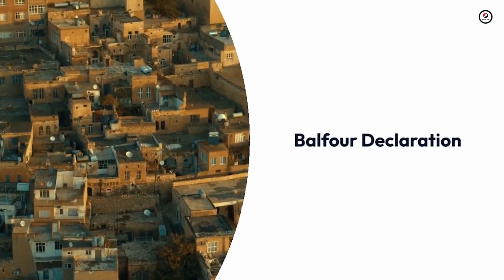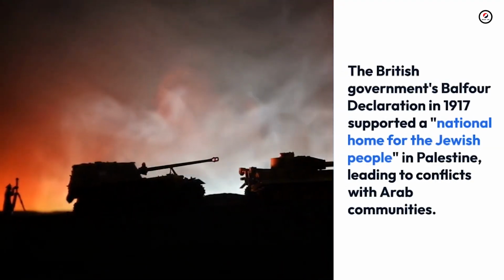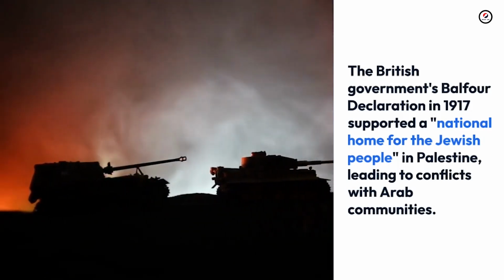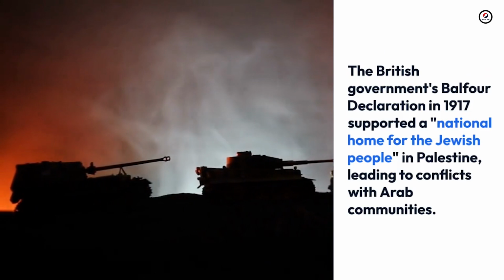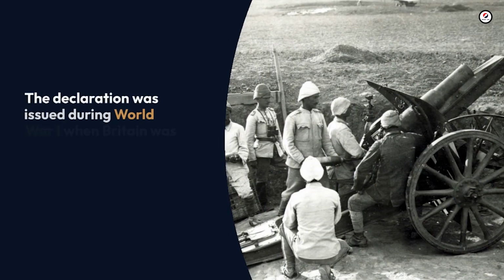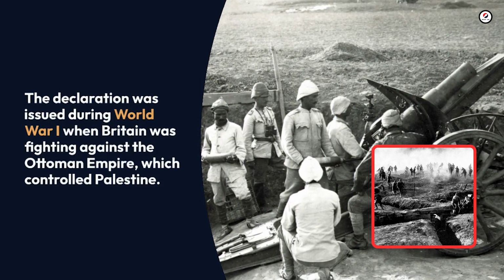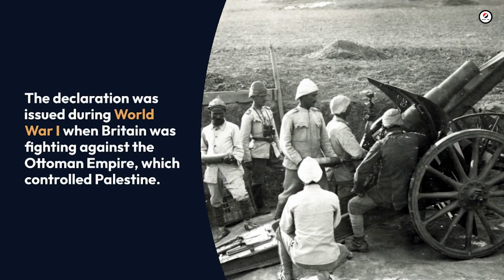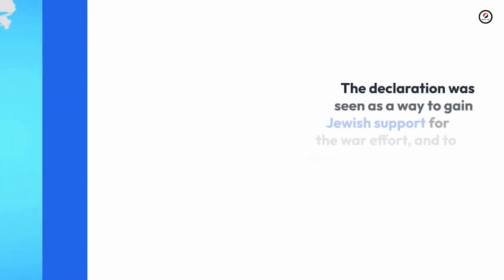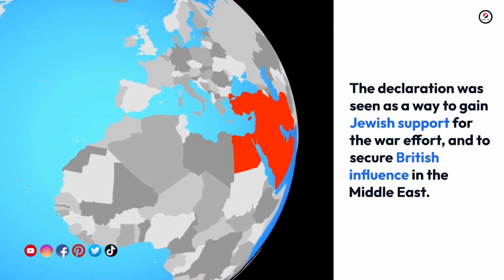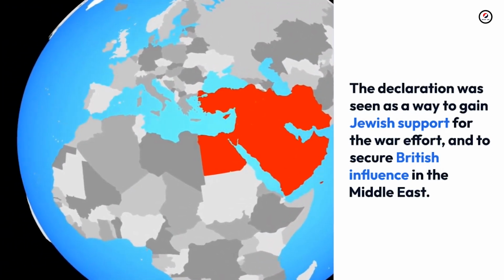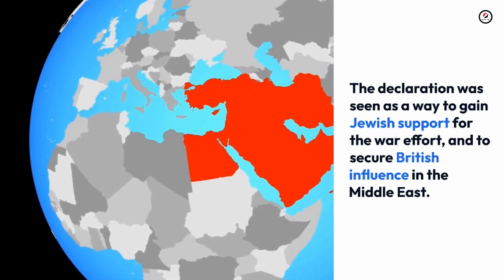Balfour Declaration. The British government's Balfour Declaration in 1917 supported a national home for the Jewish people in Palestine, leading to conflicts with Arab communities. The declaration was issued during World War I when Britain was fighting against the Ottoman Empire, which controlled Palestine. The declaration was seen as a way to gain Jewish support for the war effort and to secure British influence in the Middle East.